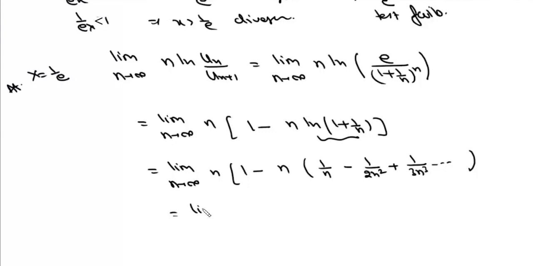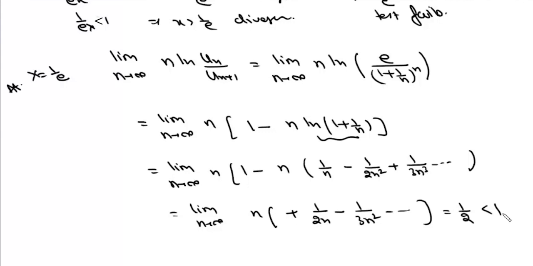Now we can write this as this limit n tends to infinity. Now this 1 and 1 will cancel, so it will be this n and plus 1 upon 2n minus 1 upon 3n square. We multiply this n, and if we take this limit n tends to infinity, we'll have this limit as 1 by 2, which is less than 1. That means in this case, this summation un diverges. So this logarithmic test is an alternative to Raabe's test.